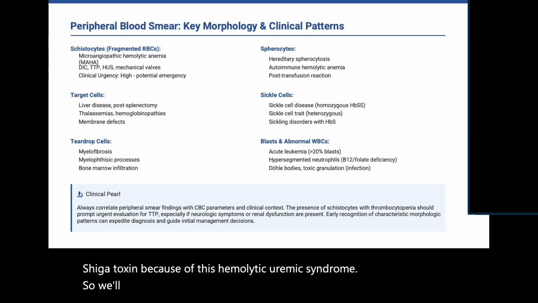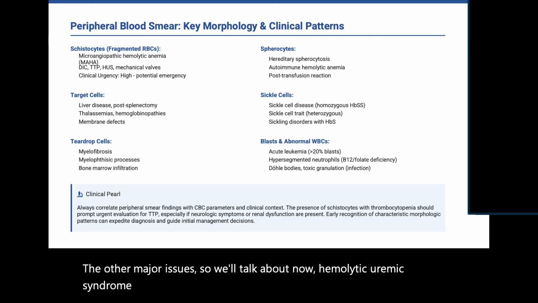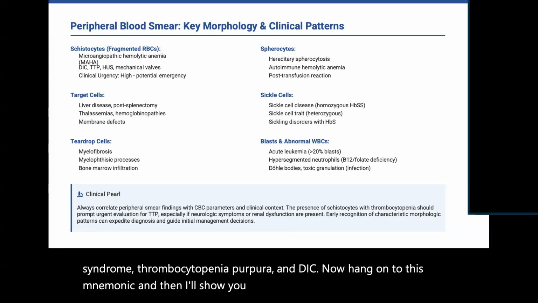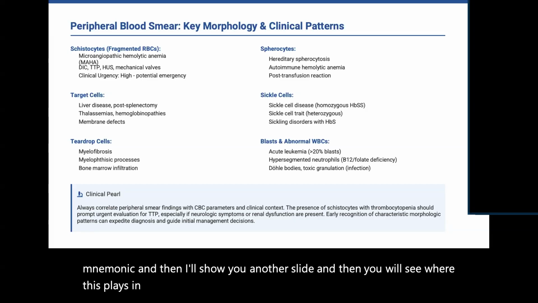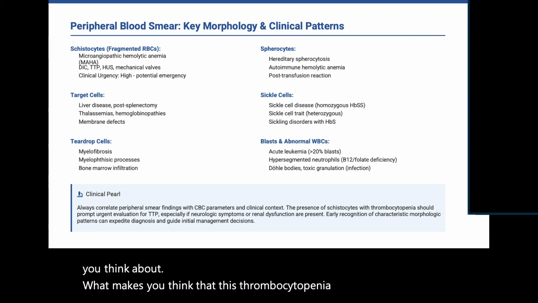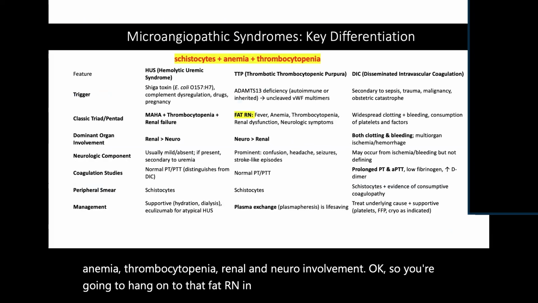So we'll get into distinguishing this from the other major issues. We'll talk about now hemolytic uremic syndrome, thrombocytopenic purpura, and DIC. Now hang on to this mnemonic, and then I'll show you another slide, and then you will see where this plays in. There's a mnemonic called FAT-RN, and FAT-RN should have you think about what makes you think that this thrombocytopenia is happening. So fever, anemia, thrombocytopenia, renal and neuro involvement. Okay, so you're going to hang on to that FAT-RN in your mind, and here you go.